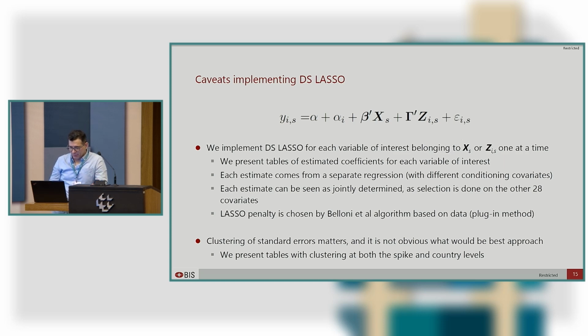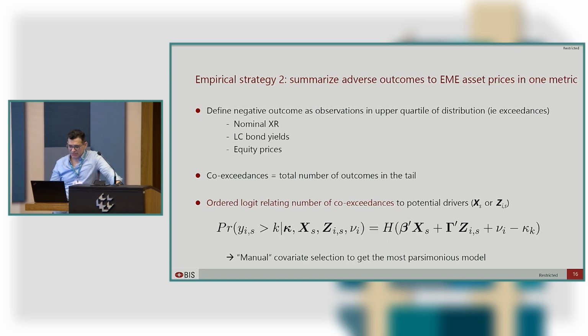We're going to also obtain results with two different clusterings of the standard errors, and we're going to find that the clustering matters a lot in the inference. We do not have a preferred way of clustering the errors here. There are different good reasons to cluster at the spike level or at the country level, or not clustering at all and using robust standard errors. We're going to present results at the spike and the country level clustering.